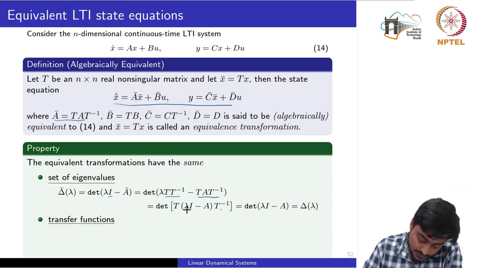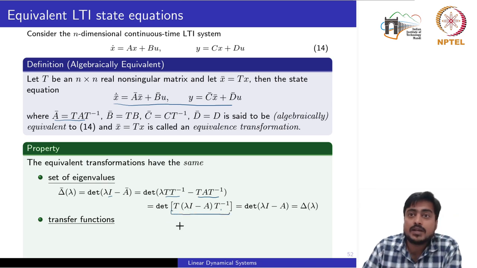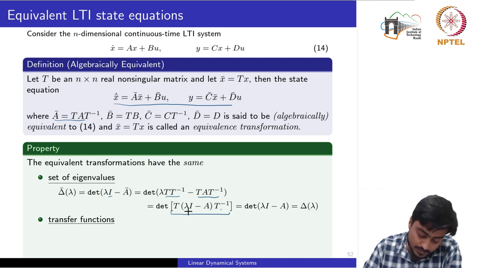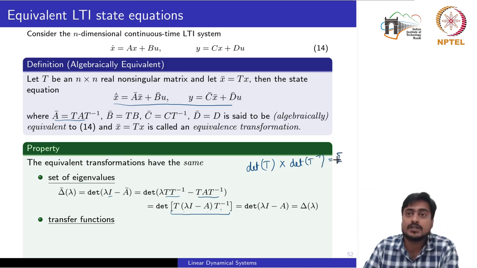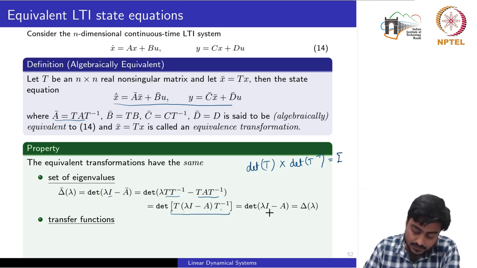Now see here, this whole part I can write as the multiplication of determinant of T, into determinant of this part, into determinant of T inverse. But I know that the determinant of T into determinant of T inverse is equal to one. So finally I get the determinant of lambda I minus A, which is the characteristic polynomial of the original state space equation. So if the characteristic polynomial remains the same, then the eigenvalues also remain the same.